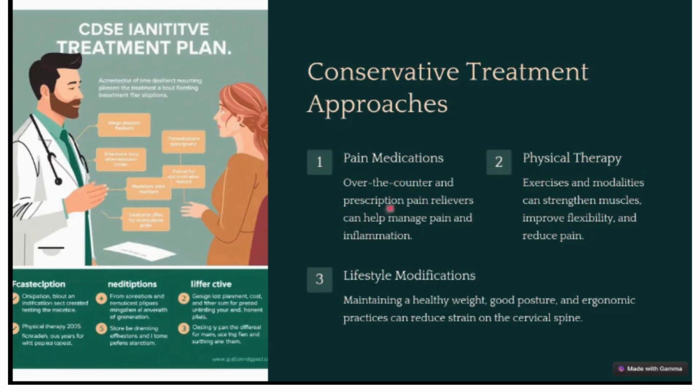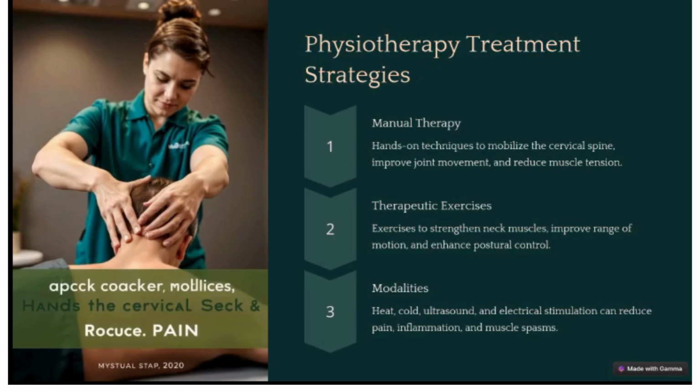Okay, now, so first approach conservatively is pain management. Symptomatic treatment should be there, over the counter and prescription. Pain relievers can help manage pain and inflammation. Physiotherapy will be covering up next. Lifestyle modification, healthy weight, good posture, ergonomic practices can reduce the strain on the cervical spine.